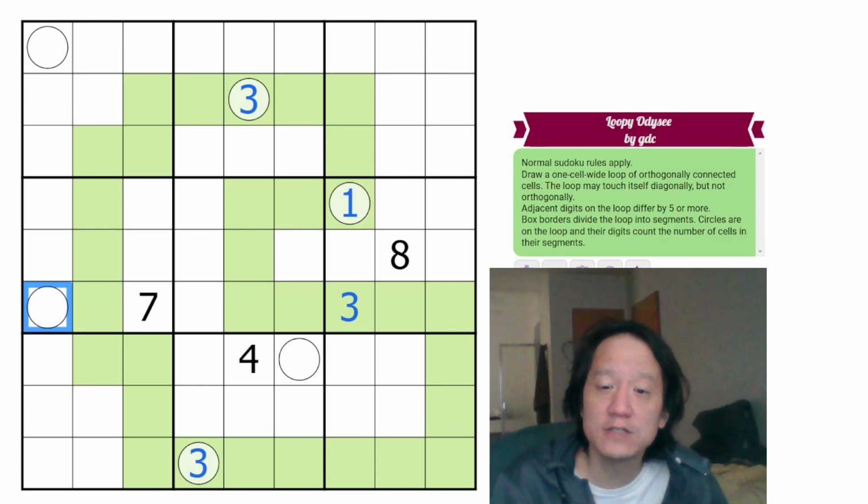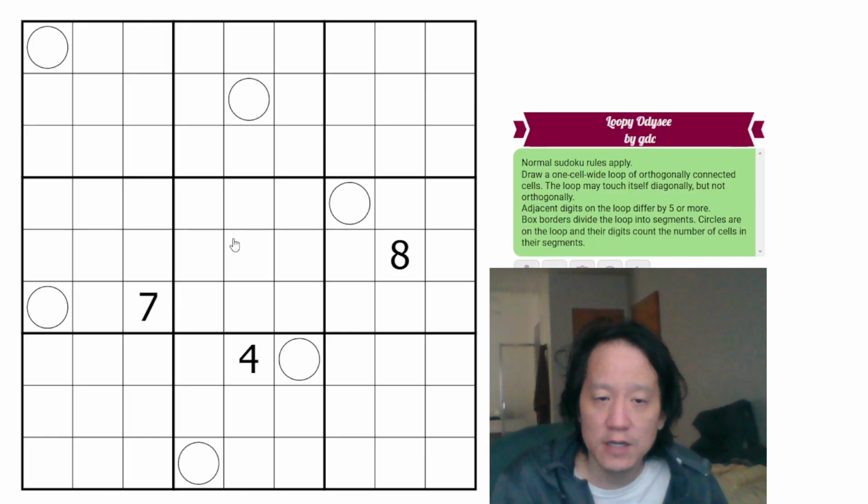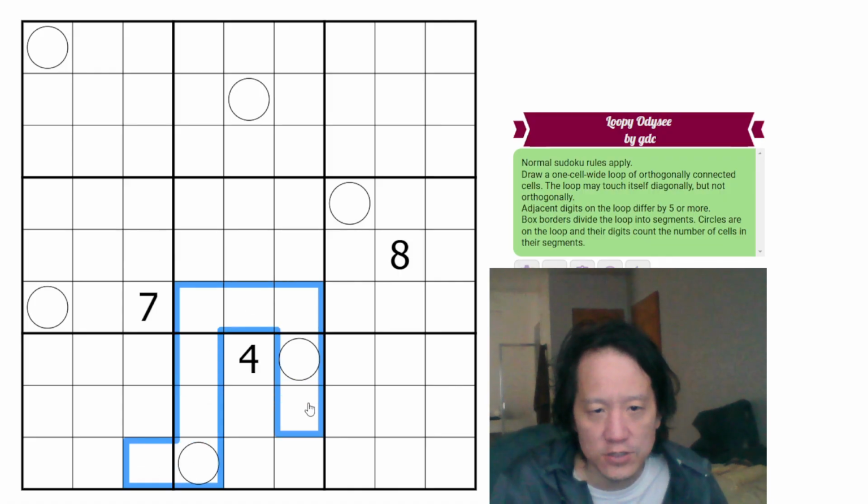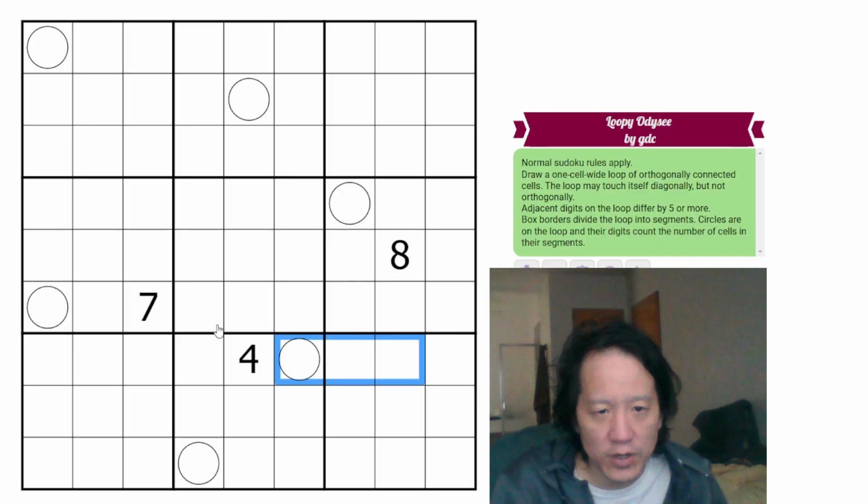And now, I'm gonna get started. Let's go. One thing I noticed immediately is that there are two numbers here. That means it must enter and then exit, and then enter and then exit again. All the circles are on the loop, so we know that for certain. Therefore, this one has to enter and exit from these two cells. This one, we don't know.